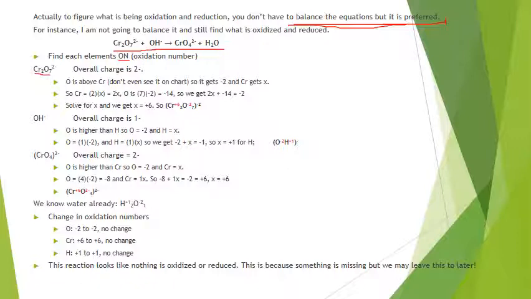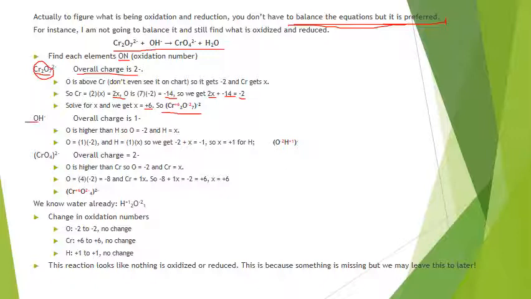Cr2O7 2 minus has an overall charge of 2 minus. That's what this up here means. Oxygen's higher than chromium on the chart, and chromium isn't even on the chart, so oxygen gets a minus 2 and chromium gets X. So chromium is 2 times X, and oxygen is 7 times minus 2, minus 14. So we get 2x plus minus 14 has to equal minus 2, and solving for x, you get plus 6. So chromium is plus 6, oxygen is minus 2.